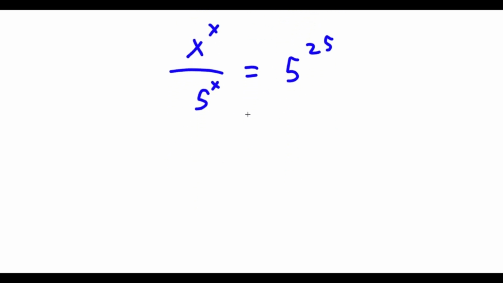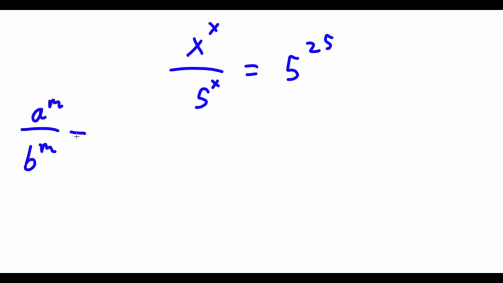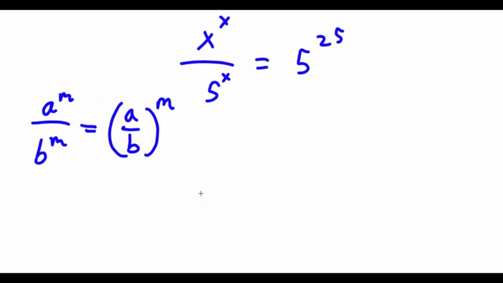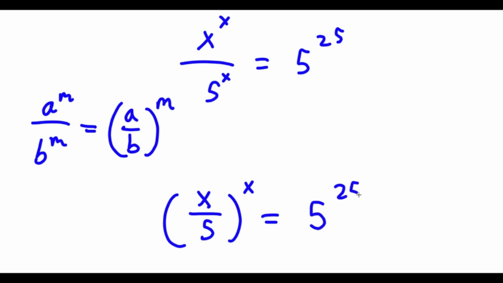Now, if I have something in the form a to the power of m over b to the power of m, this is equal to a over b to the power of m. So x to the power of x over 5 to the power of x can equal x over 5 to the power of x. Now this is equal to 5 to the power of 25.